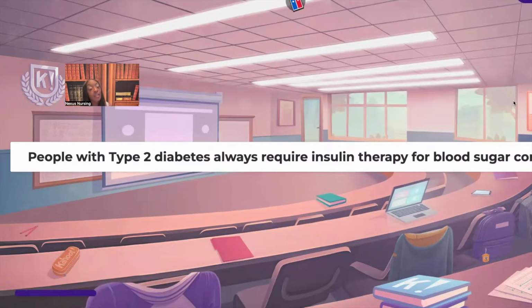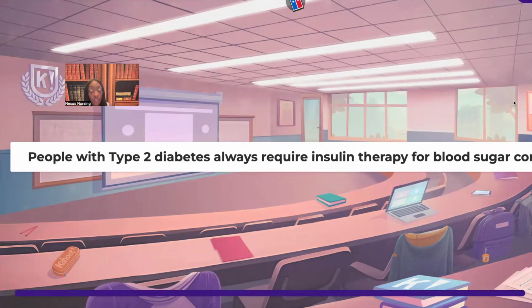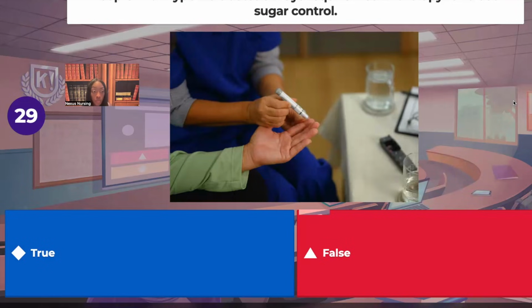True or false? People with type 2 diabetes always require insulin therapy for blood sugar control. Is this true or is this false? What do you guys think? People with type 2 diabetes always require insulin therapy for blood sugar control.